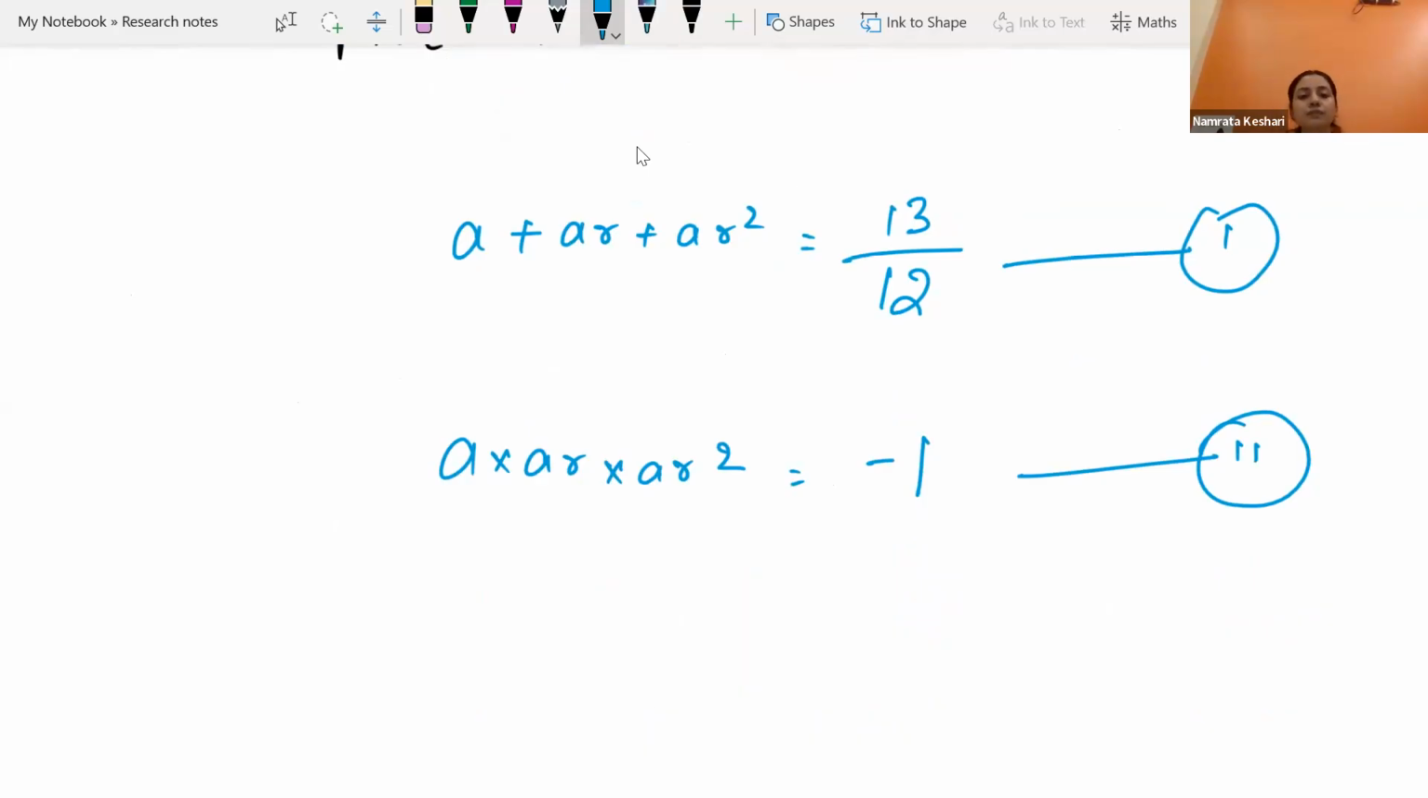So the first one, if we will try, we cannot do anything. Okay, A we can take out common, but that will not help that much. What about the second one? The second one, we are having a cube r to the power 4 is equals to -1. From the second one, if we will try finding a or r, putting that in the first is not possible. From the first one, if we will try finding a, if we will take out a common, it will be 1 plus r square is equals to 13/12.